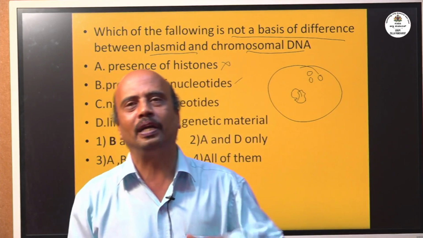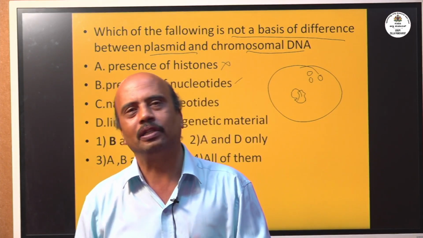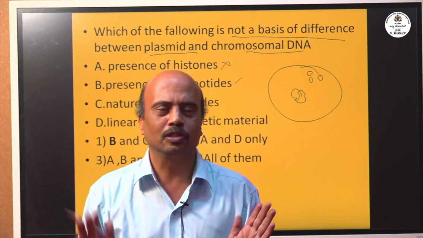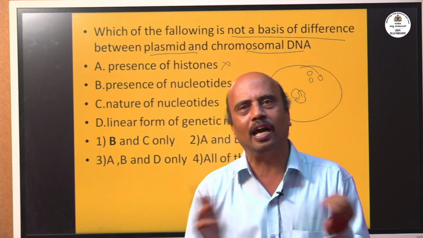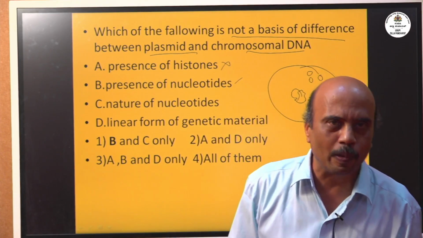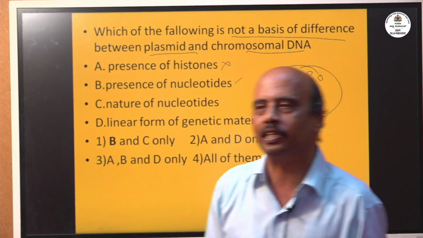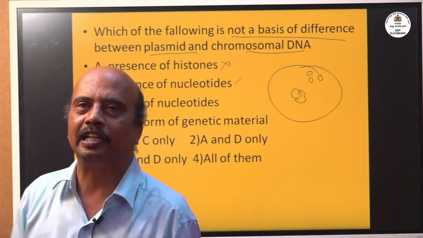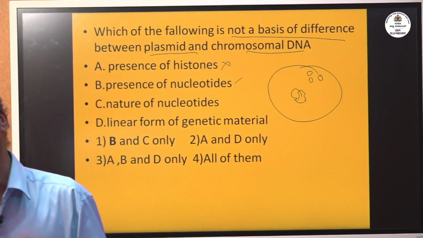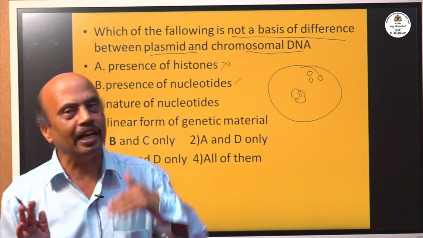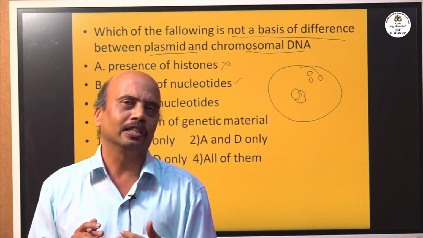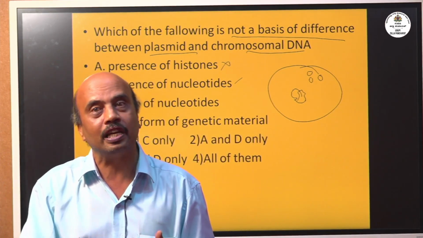DAMP, DGMP, DCMP, DTMP, same. So in all cases, DAMP, DGMP, DCMP, DTMP are there: deoxyadenosine monophosphate, deoxyguanosine monophosphate, deoxycytidine monophosphate, and deoxythymidine monophosphate. In DNA, we have 4 types of nucleotides. In RNA, we have 4 types of nucleotides, that is RAMP, RGMP, RCMP, RUMP.